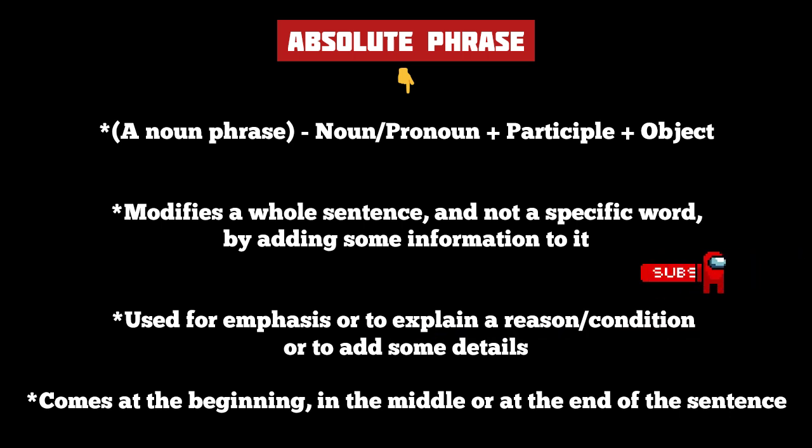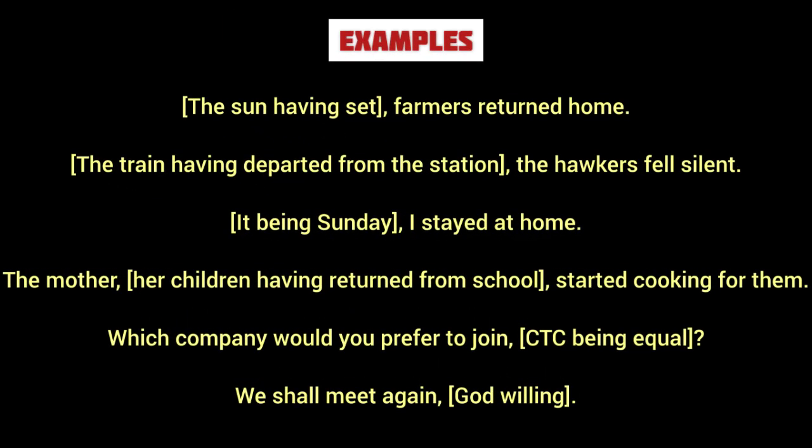Please remember that an absolute phrase may come at the beginning or in the middle or even at the end of a sentence to modify it. Now up there on your screen are some examples of the absolute phrase for a better understanding. The sun having set, farmers returned home. In this sentence, the sun having set is an absolute phrase. It's a noun phrase consisting of the noun the sun and the perfect participle having set.